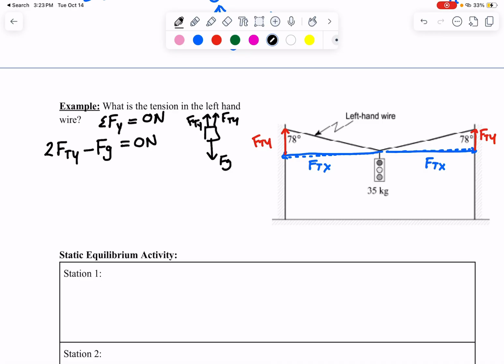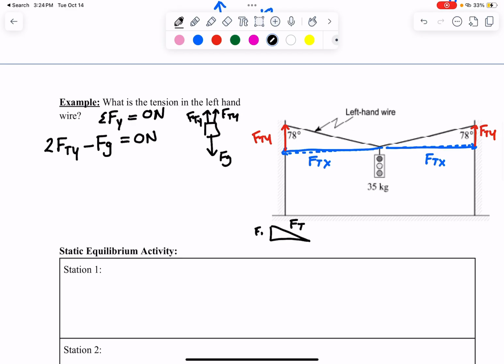Okay, now let's think about FTY. So my angle is 78. I'll go ahead and pull this triangle out here. What we're trying to find is this FT here. And this is your FTY, and this is your angle. So this will be your adjacent, and this is your hypotenuse. So A and H, you're going to end up using cosine.